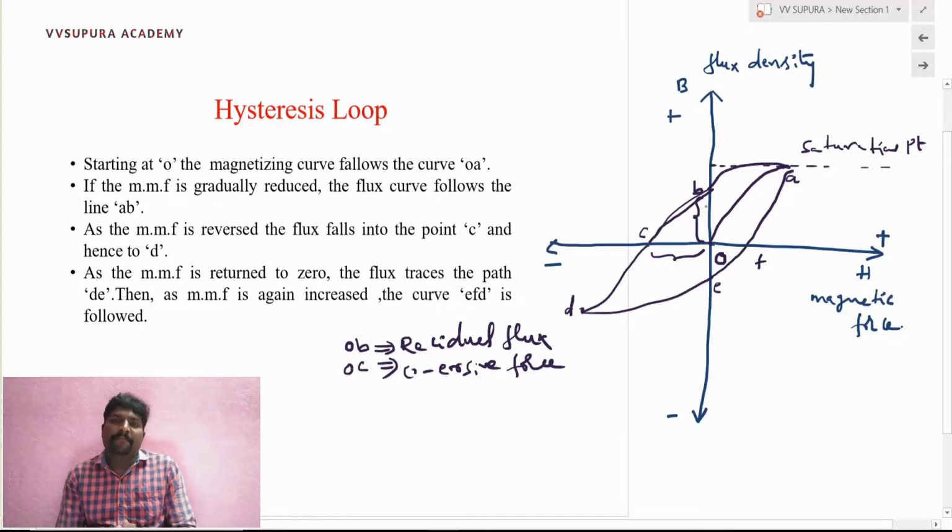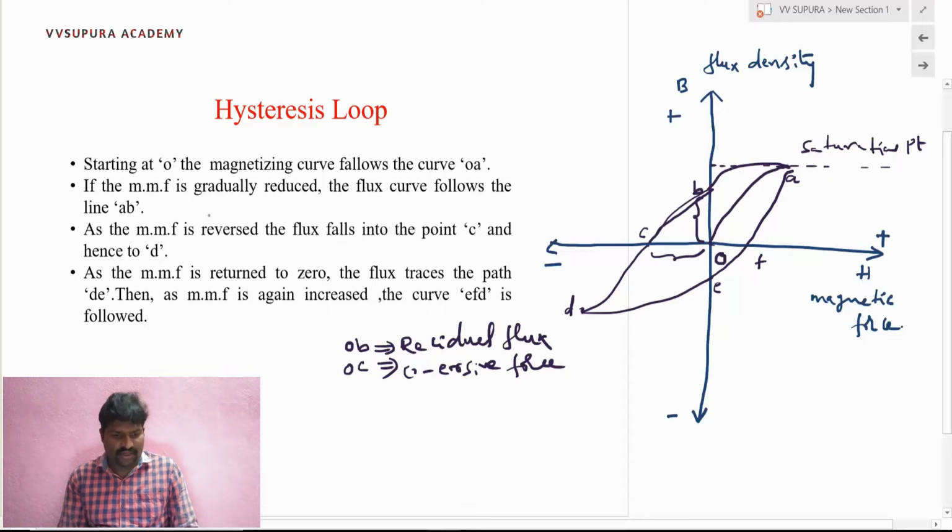That means if we apply positive magnetic force, the magnetic flux density increases. Even if I apply zero magnetic force, it will have some magnetic flux, which is called residual flux. To make that residual flux zero, I have to apply force in the reverse direction. That force is called coercive force.